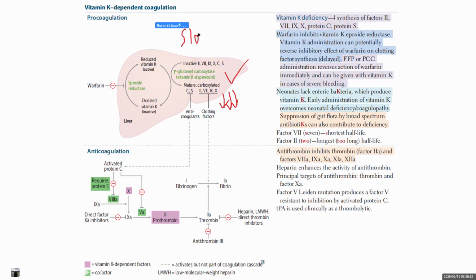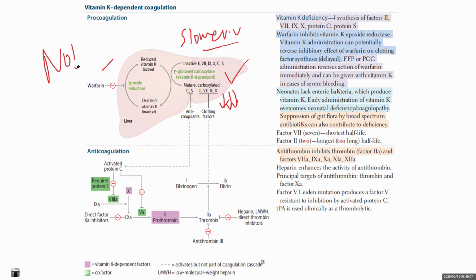It will be slower. So can we wait in such patients who really need their clotting factors activated quickly? No, because the vitamin K activity will be slower. So let's say that we have a patient on warfarin with life-threatening bleeding. Can we wait for the vitamin K to act? The answer is no, right? We cannot wait that long. So that is why we need an alternative that could act immediately, right?